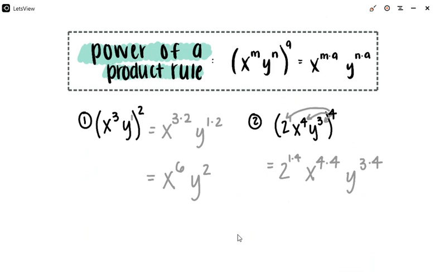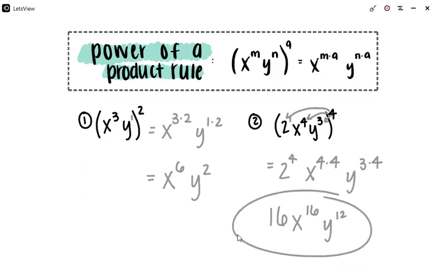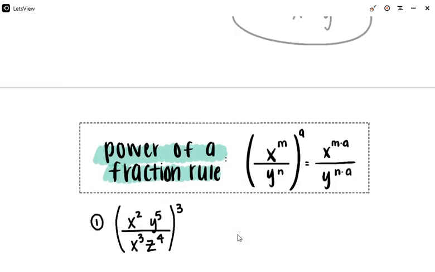But again, you do not have to write that once. You can just leave that as 2 to the 4th. 2 to the 4th is going to give us 16. X to the 4 times 4 gives us x to the 16th. I clearly learned 16 when I came up with this example. Y to the 3 times 4 gives us y to the 12th. That is how that one will simplify.